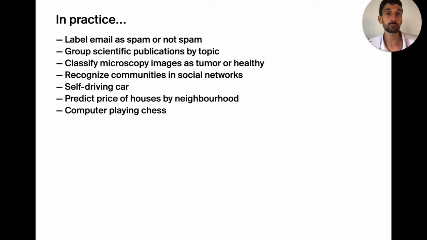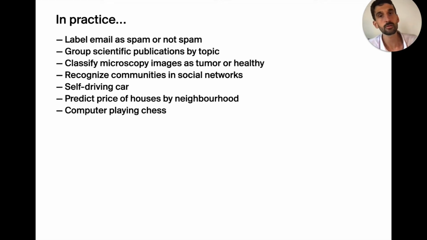Another example would be grouping scientific publications by topic, that is organizing the scientific literature by topic, by authors, by citations between papers, etc. Finding this kind of structure is a clear case of unsupervised machine learning.